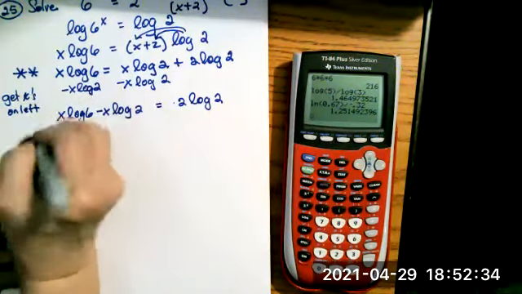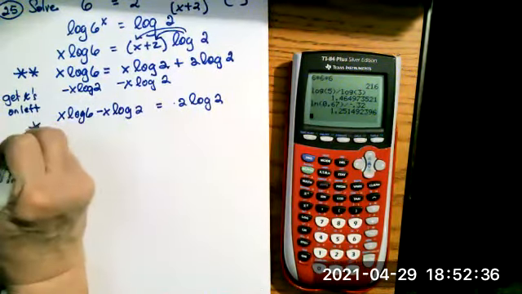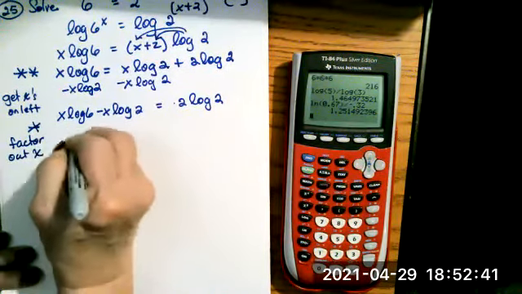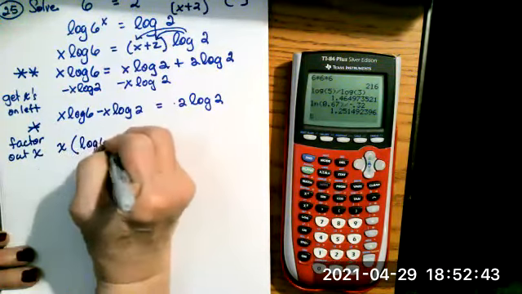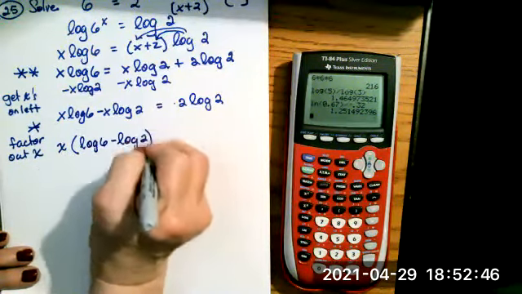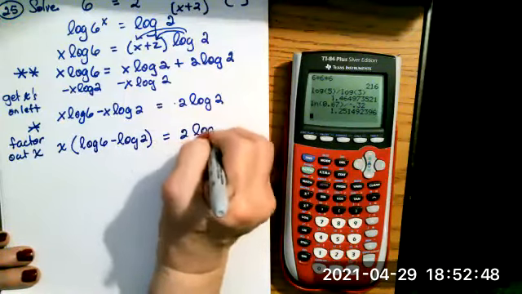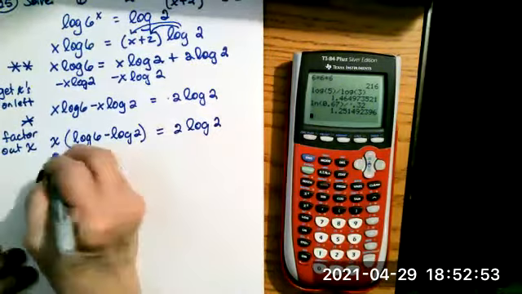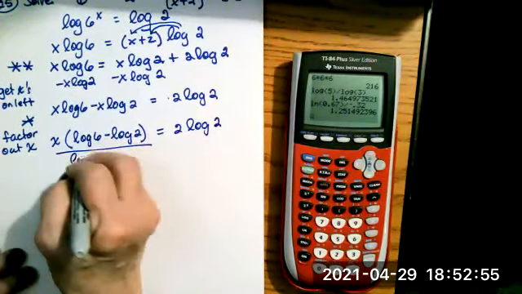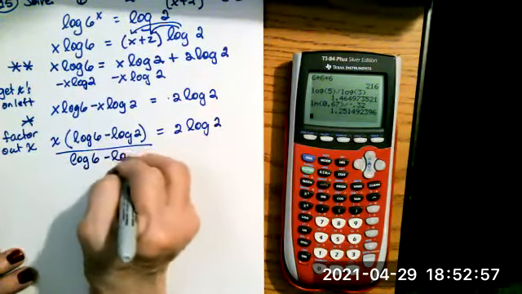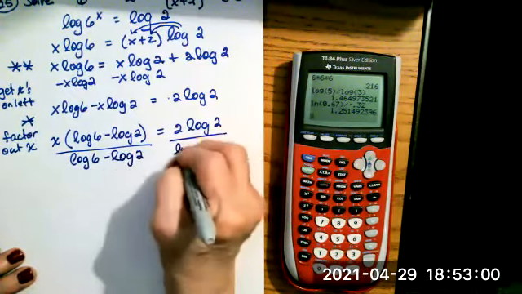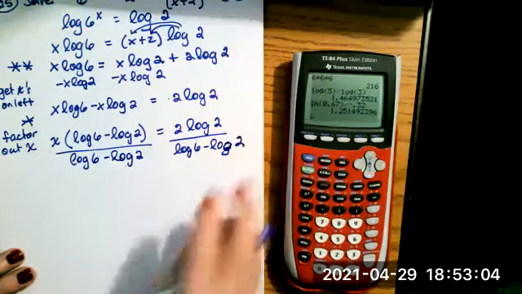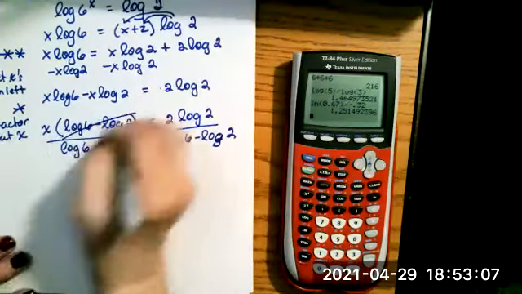Now, this is another secret right here. Factor out x. So you'll have x times log 6 minus log 2 equals 2 log 2. And then you can divide out, this is just a number, log 6 minus log 2. Okay, and that's going to be x when I get it.